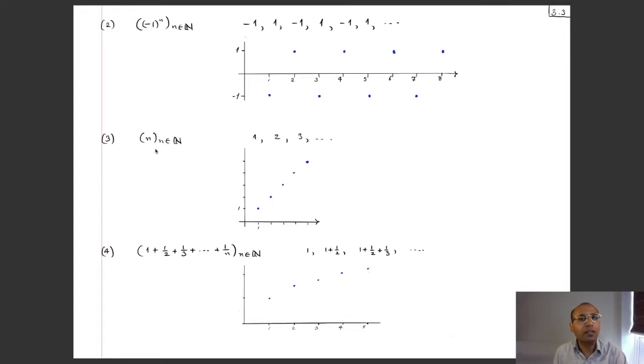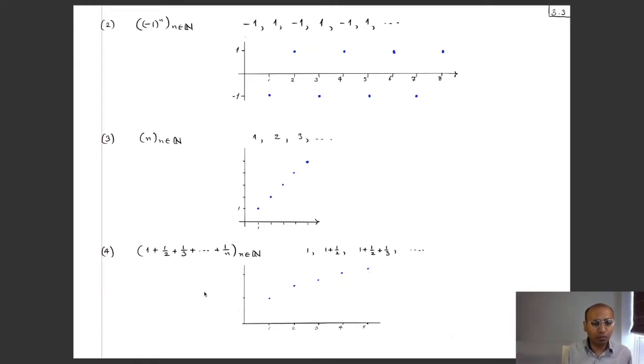Here is one more example. If I look at the sequence whose nth term is given by n, then the terms of the sequence are just the usual natural numbers 1, 2, 3, and so on. So now the sequence is actually the identity map where n is sent to n itself. And the graph of this sequence looks like this. So we see that the terms don't stay bounded, but they increase without bound.